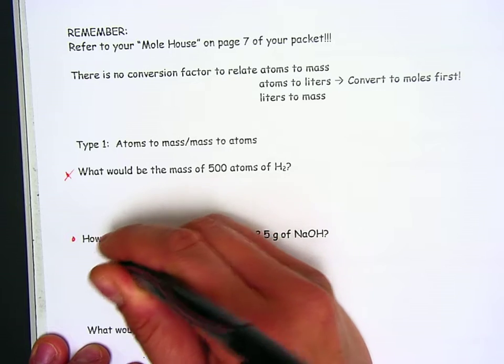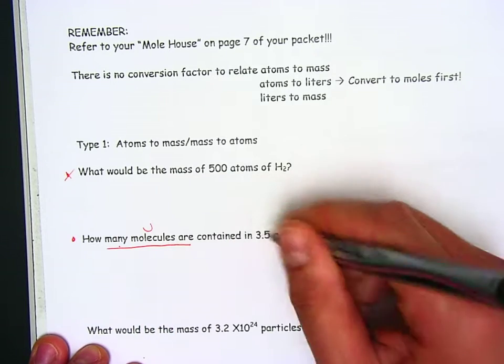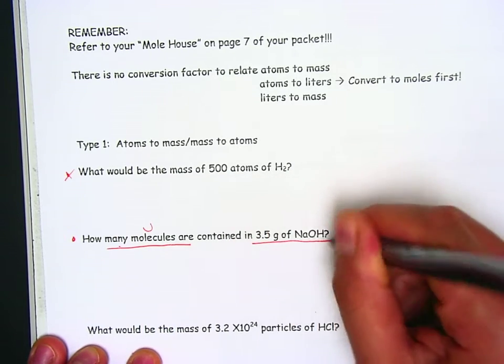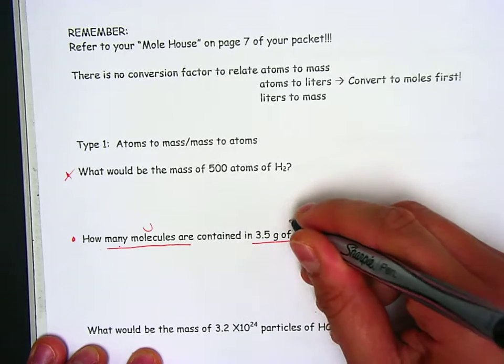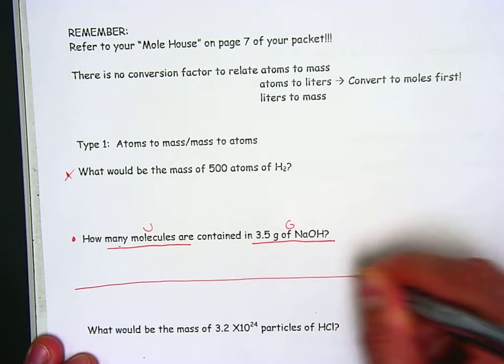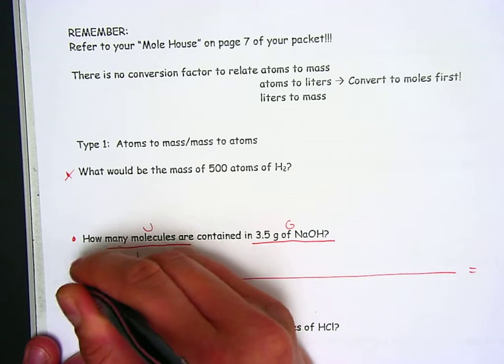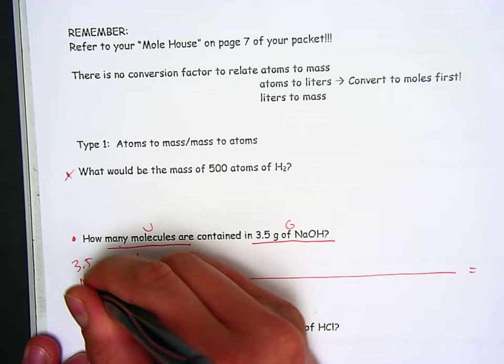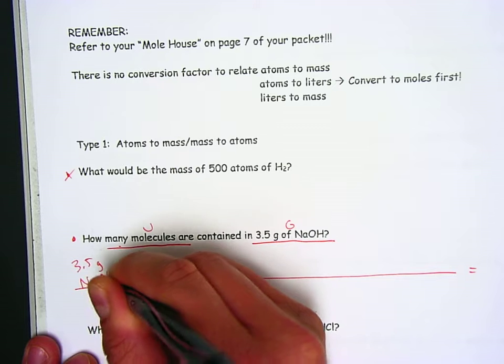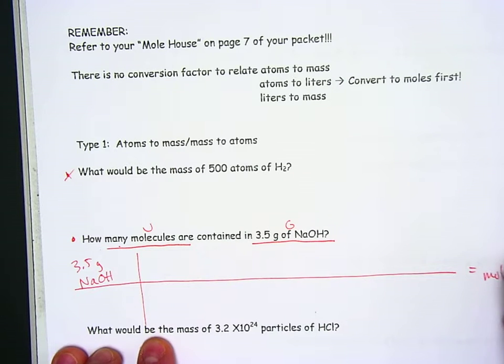How many molecules, that's going to be your unknown, are contained in 3.5 grams of sodium hydroxide? That's our given. So given in the top left, 3.5 grams sodium hydroxide, NaOH. We don't know how many molecules that is.